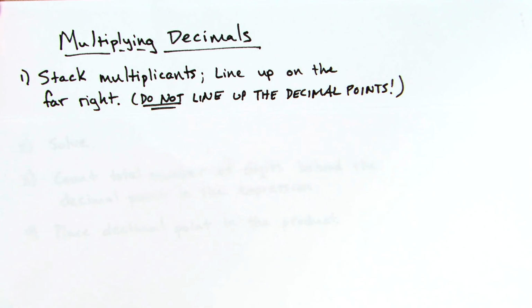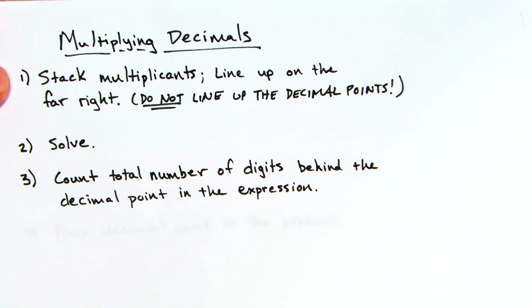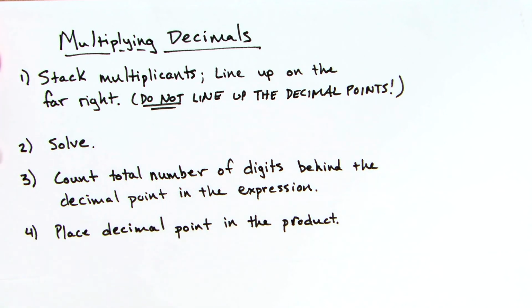Do not line up the decimal point. Sometimes it will work out to where it's lined up, but it is not necessary or needed. After that, we're just going to straight up solve by multiplying. And after we solve, to figure out where the decimal goes in the product, we count the total number of digits behind the decimal point in the expression. Now, whatever that totals up to, we place the decimal point in the product with that same number of places.